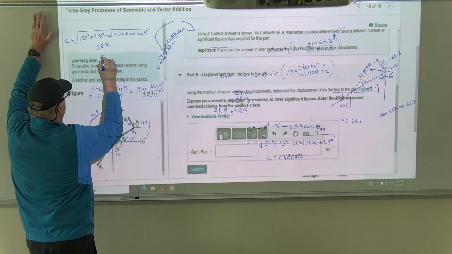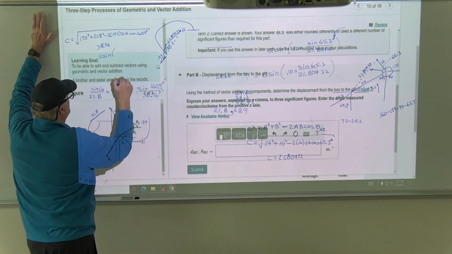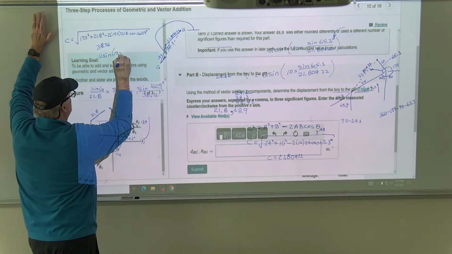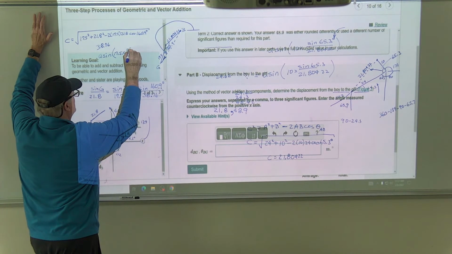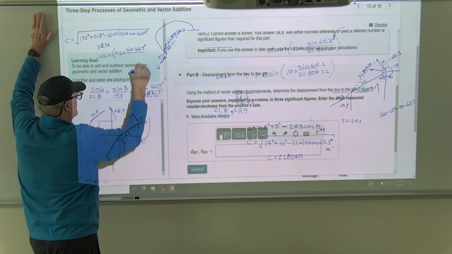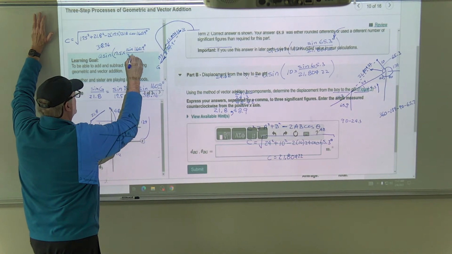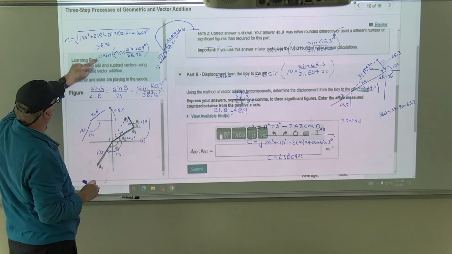Arcsine of 17.5 times sine of 160.9 degrees over 38.76. And I think that's all I need.